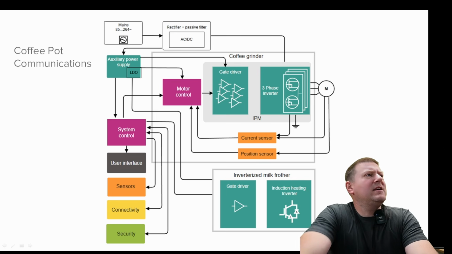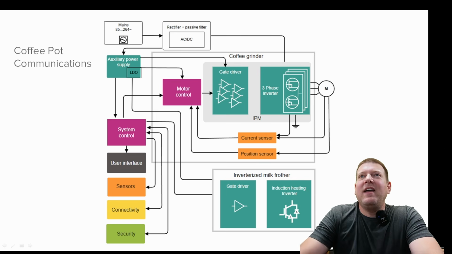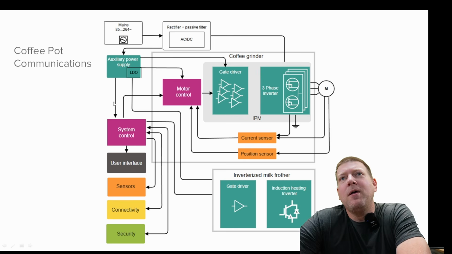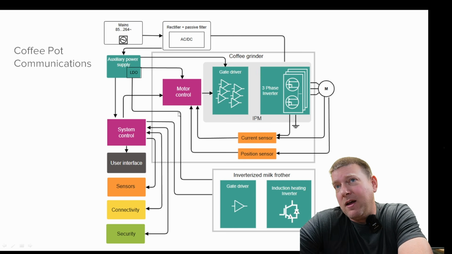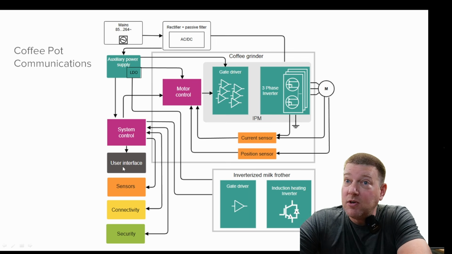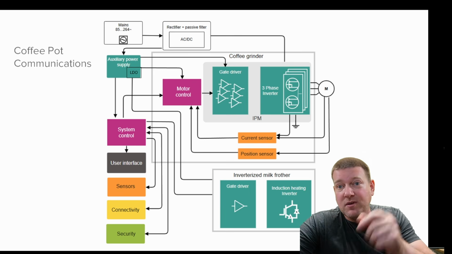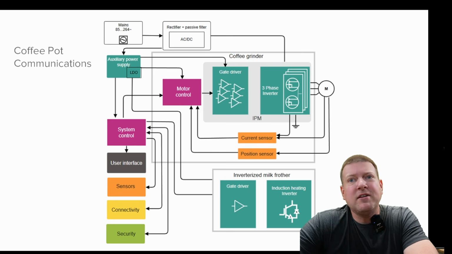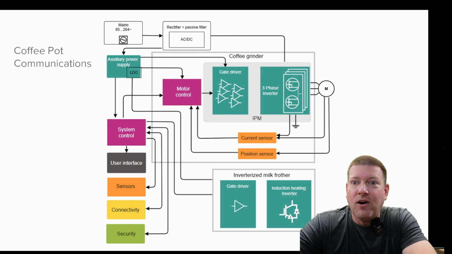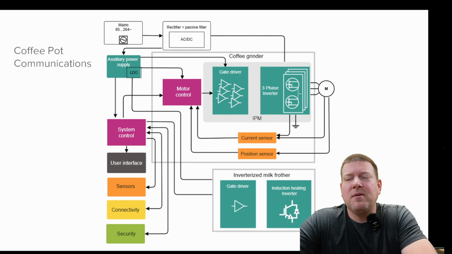This is a chart of a coffee pot. Believe it or not, guys, a coffee pot. Let's take a look at some of this. We have a power supply, a motor controller, system control, which is probably the main CPU, and a user interface, which often has its own little CPU in itself. We've got sensors, and connectivity, because we've got Wi-Fi and all that in coffee pots nowadays. And security, I guess you'd have to have some level of security, right?